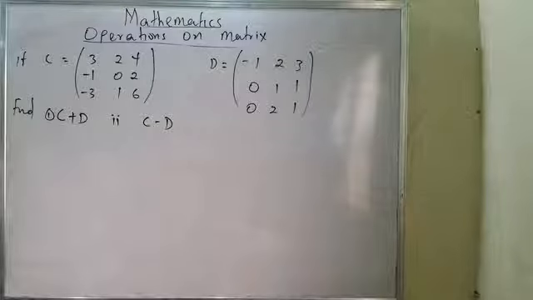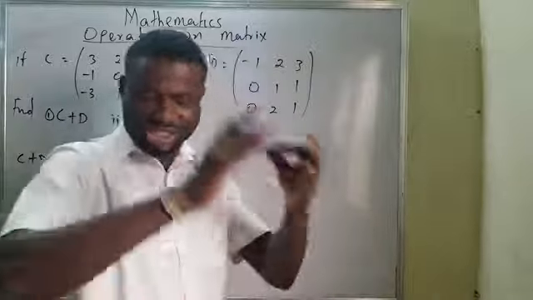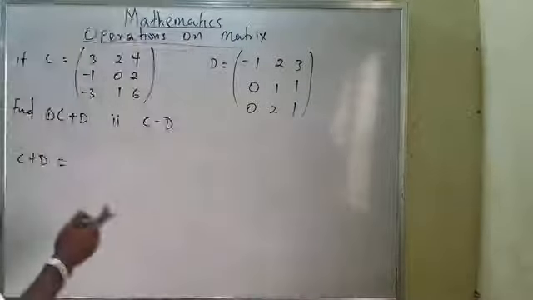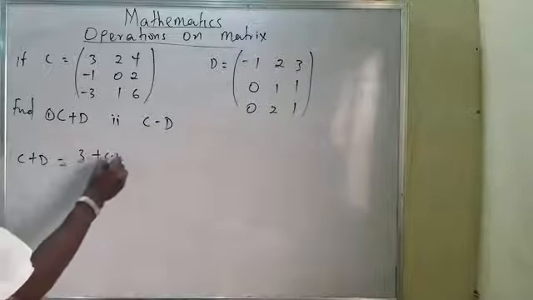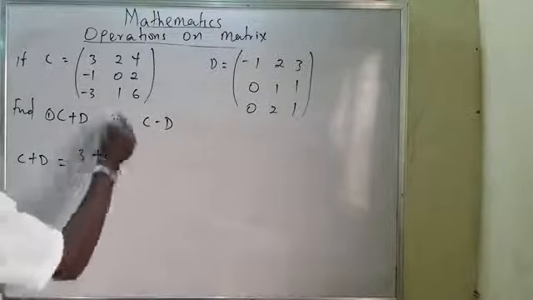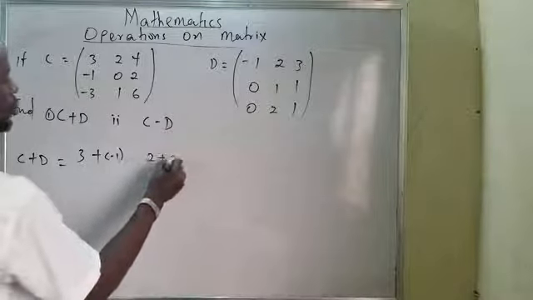The first one, let me first go for C plus D, in which the same way you add up each entry together and you move on. Now it means 3 plus bracket of minus 1. I'll be having 2 plus 2.